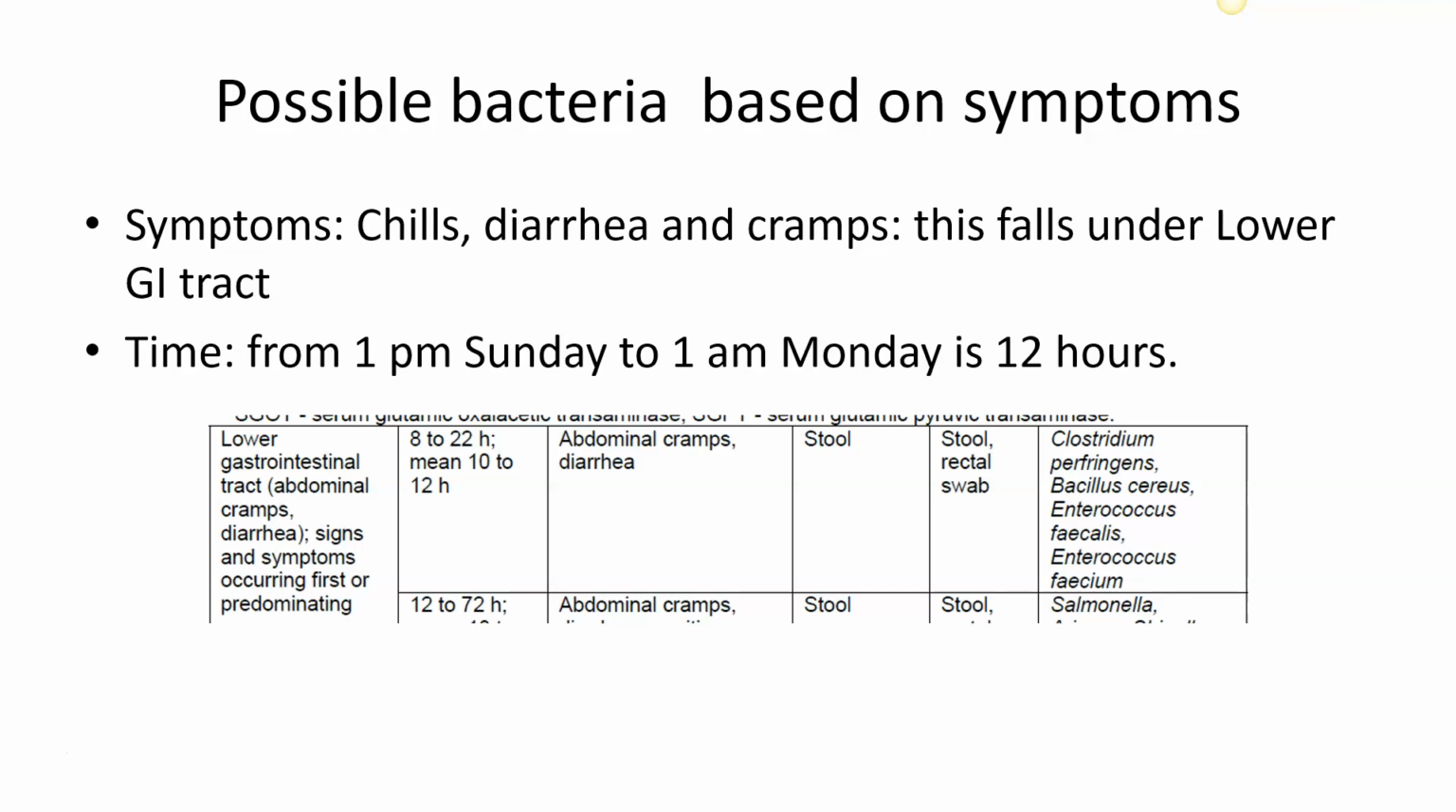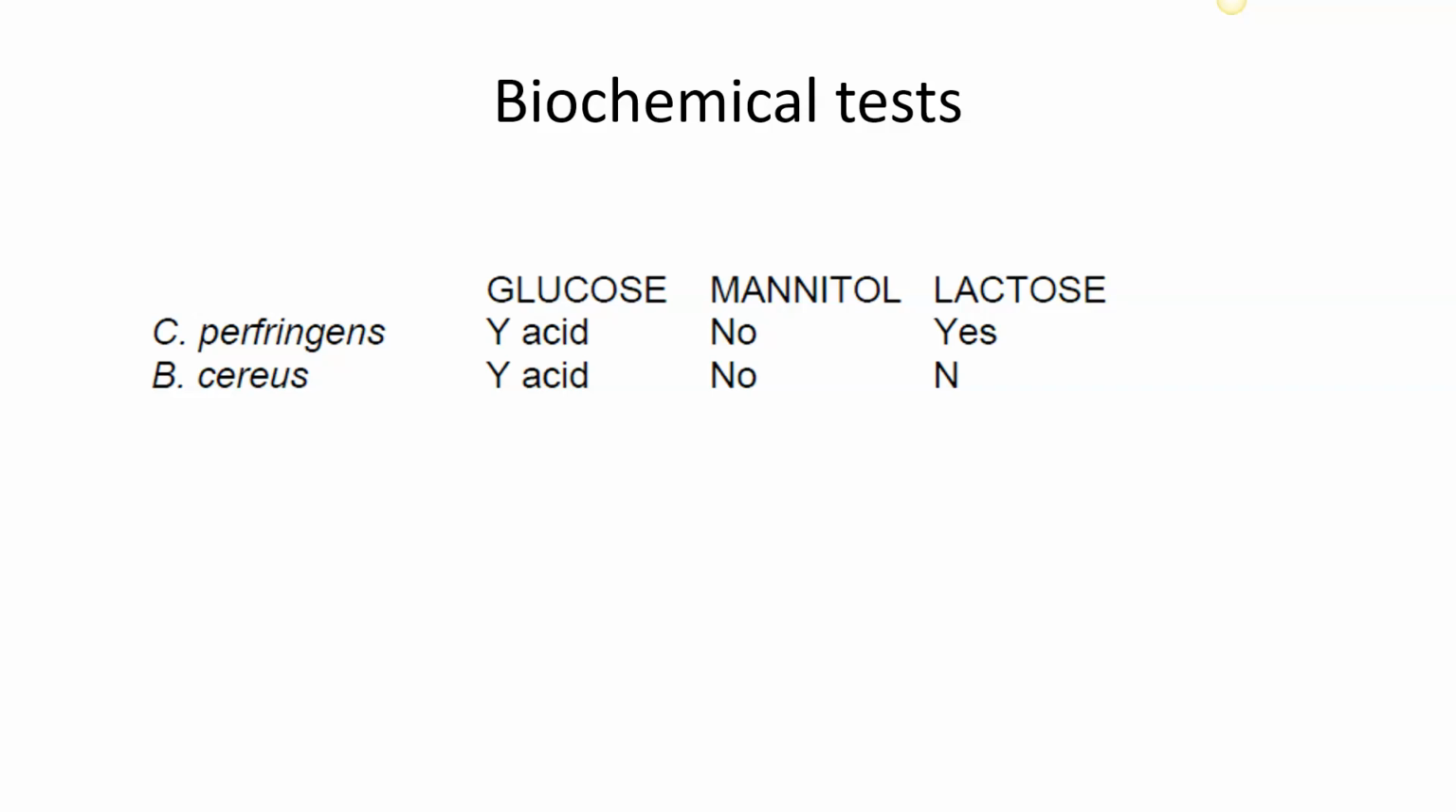It says what you want to analyze is stool. You're going to take a rectal stool swab, and we're going to let them teach you how to do that in nursing, because we are not doing that in our laboratory. And out of this, we get the possibility of Clostridium perfringens, Bacillus cereus, Enterococcus faecalis, and Enterococcus faecium. We can take out the Enterococcus because it's cocci, which leaves us with 2 possibilities, Clostridium perfringens and Bacillus cereus. We have to be able to differentiate between them.